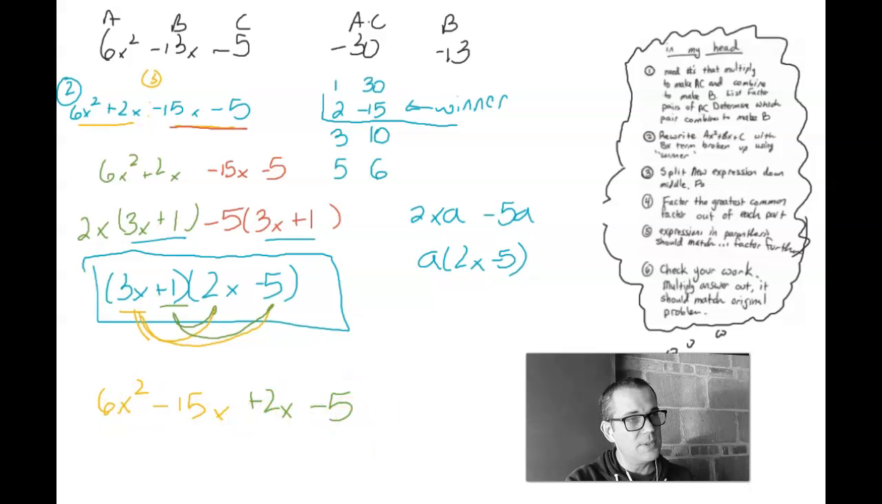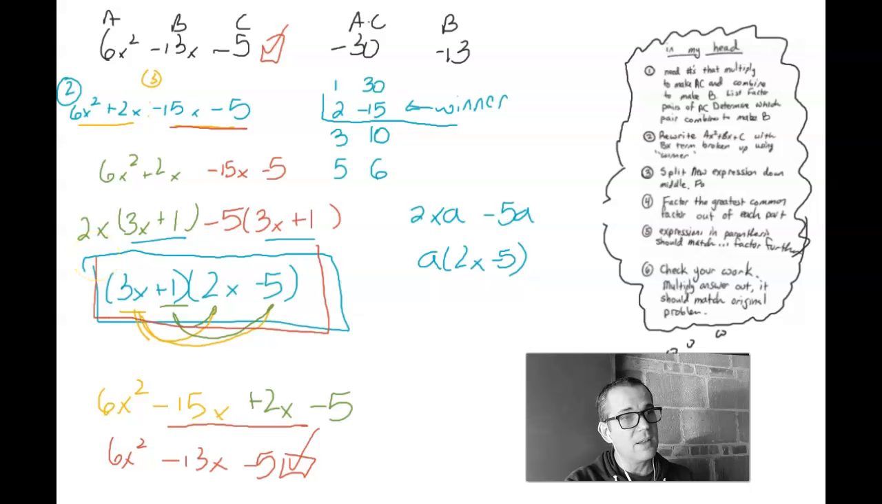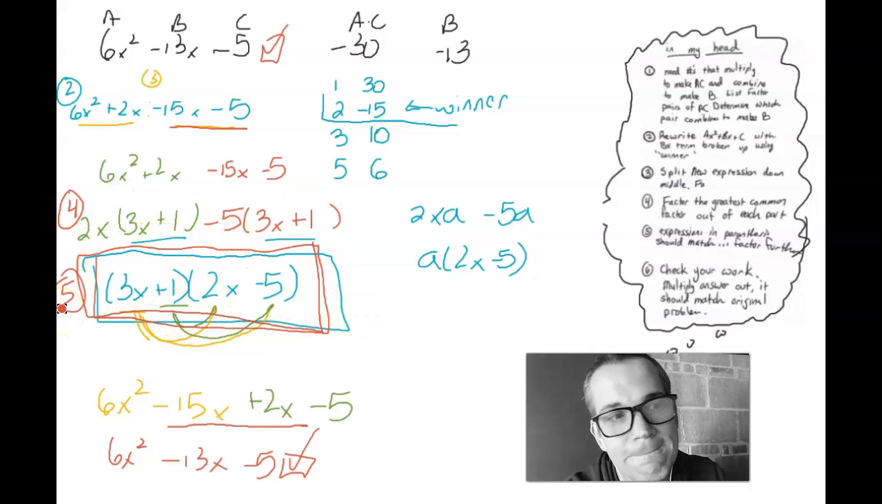Combine like terms. 6x squared. These guys combined make negative 13x. This guy makes negative 5. That was the original problem. So my answer here, I know, is correct. I should say this was step 4. This is step 5. It's going to tax your brain. It's going to make your brain feel warm. You can do it.